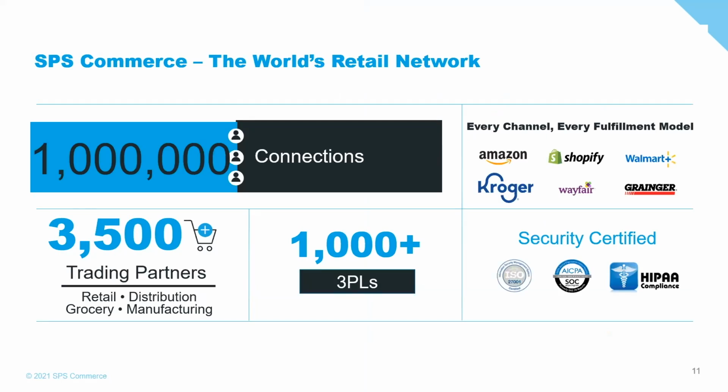Specifically, at SPS Commerce, we really view that we have two great assets. One is our employees, and we'll touch on that a little bit. And the second is our network. SPS Commerce's mission is to be the world's retail network. And we currently have over 1 million unique connections in our network across over 3,500 different big box retail chains, thousands of 3PLs, all the security certifications you would expect of a public company. And we truly are omni-channel.